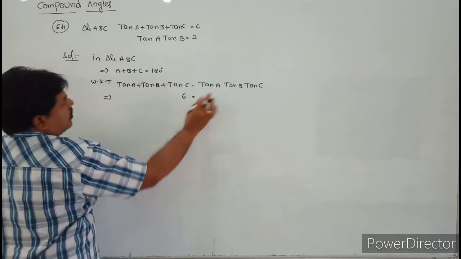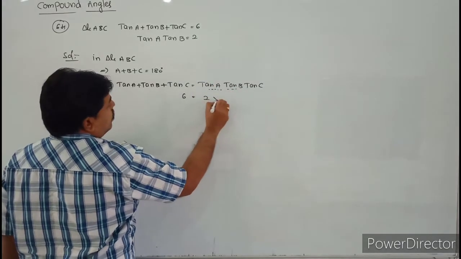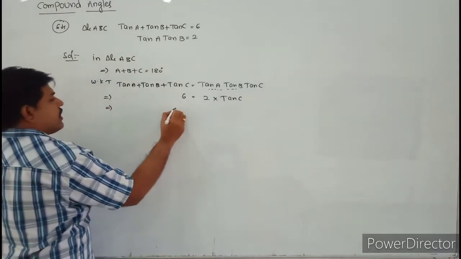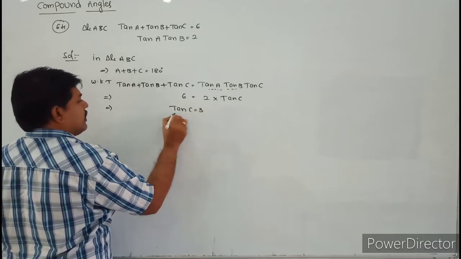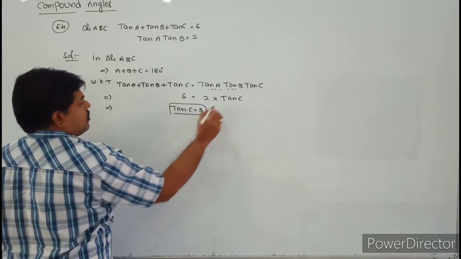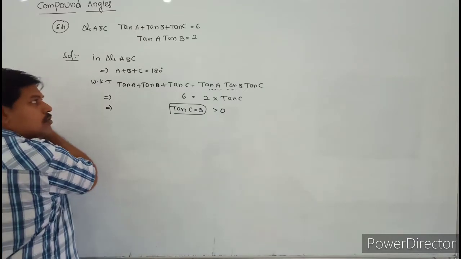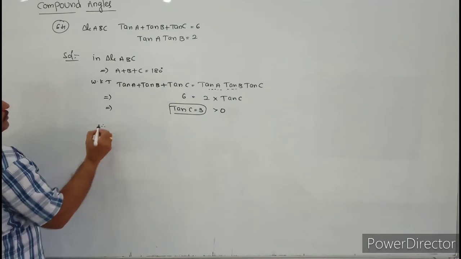So that is equal to tan A into tan B into tan C. Tan A into tan B value is 2, so 2 into tan C. So that implies tan C is equal to 3. Tan C is equal to 3, so this is greater than 0. That value is positive.